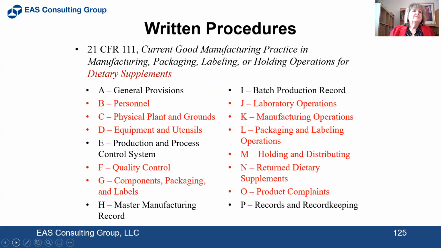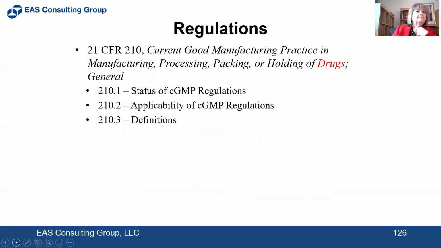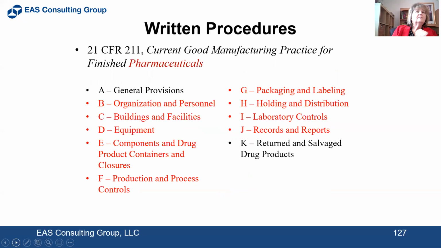The written procedures are mainly going to pertain to these items of 111: personnel, plant and grounds, equipment and utensils, quality control, components, packaging, labeling, laboratory operations, manufacturing operations, packaging and labeling, holding and distribution, return dietary supplements and product complaints. For drugs, the CFRs for 210 applies. And then for 211 for pharmaceuticals, these are the ones that apply for written procedures.